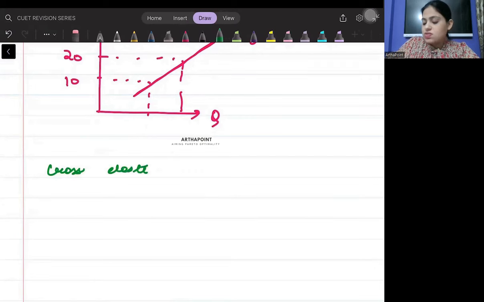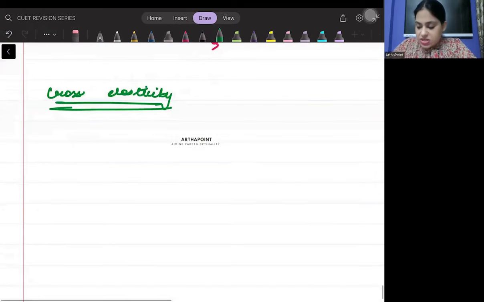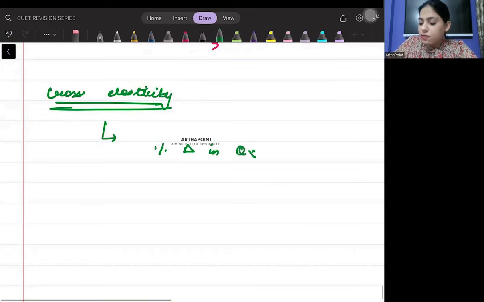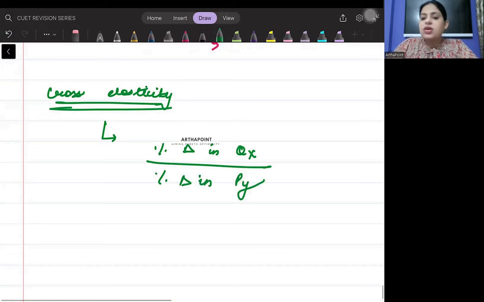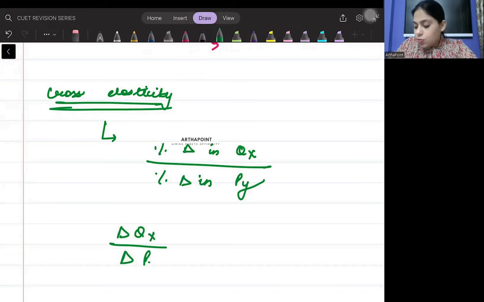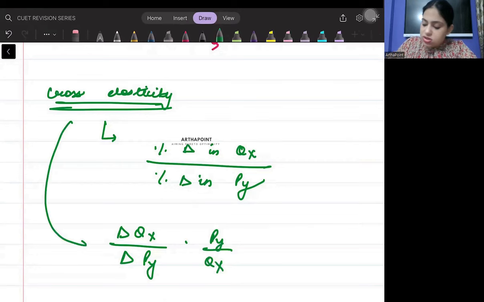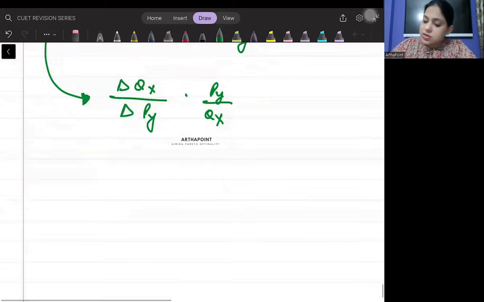Then we have something which is known as cross elasticity, cross price elasticity. A cross price elasticity tells us the percentage change in quantity of one good due to percentage change in price of the other. तो जब हमने बोला कि what is the quantity change of good X due to price of good Y, तो इसको हम बोल देते हैं cross elasticity. This is called as cross elasticity.